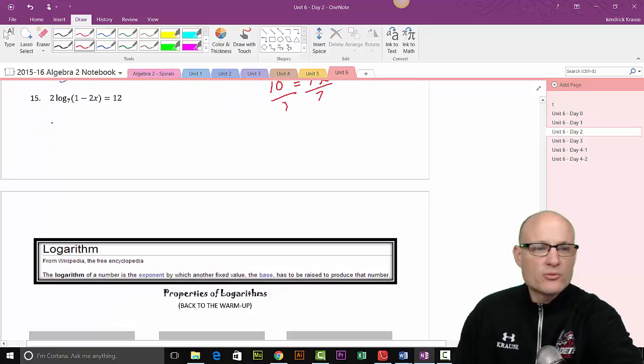All right, so get the weird thing alone, divide by 2, so I get log base 7 of 1 minus 2x is equal to 6, because we divided by 2.